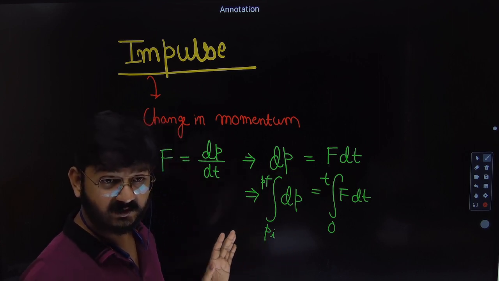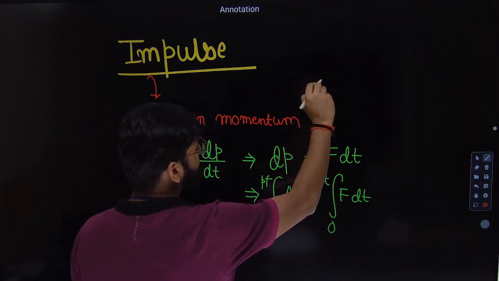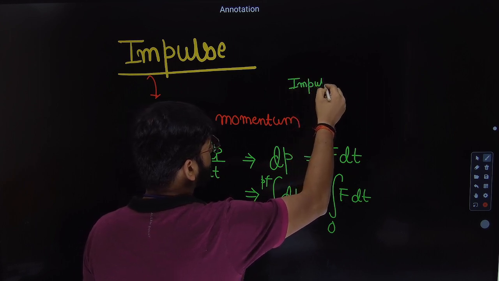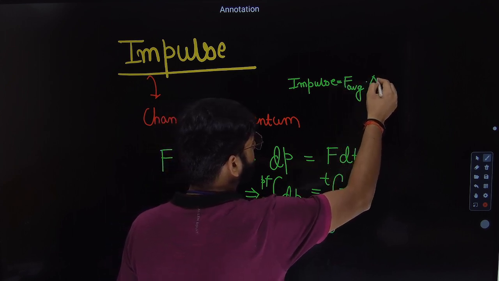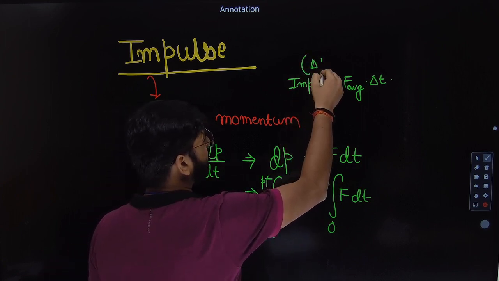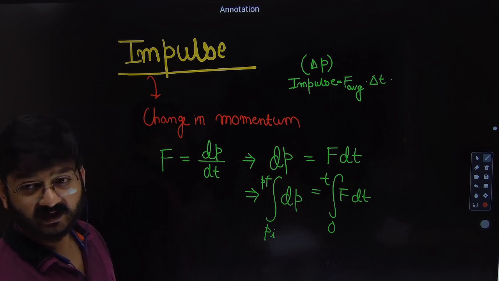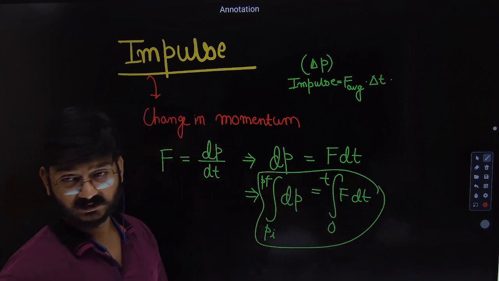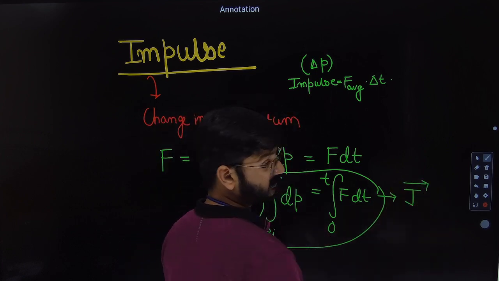Any doubt? Anyone in the class? So sometimes you will see that they say impulse is equal to F average into delta t. And impulse is what? Change in momentum. If it is not average, if it is instantaneous, then what will you use? This. If it is instantaneous, this is also called impulse. What is the symbol we use for impulse?